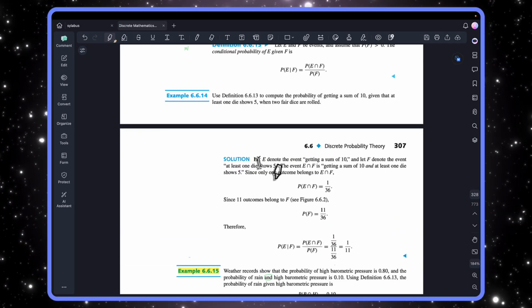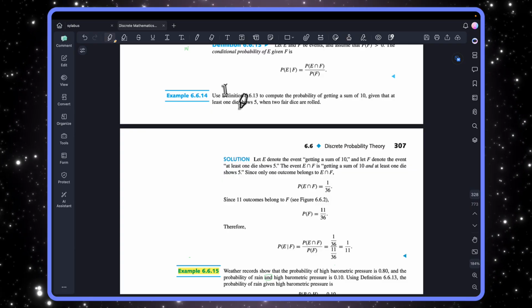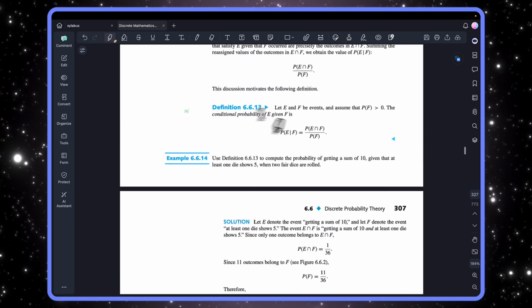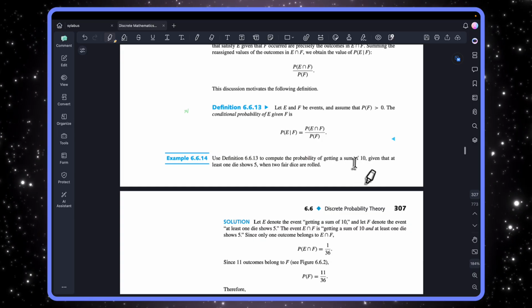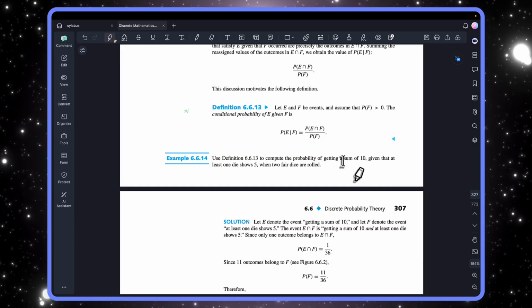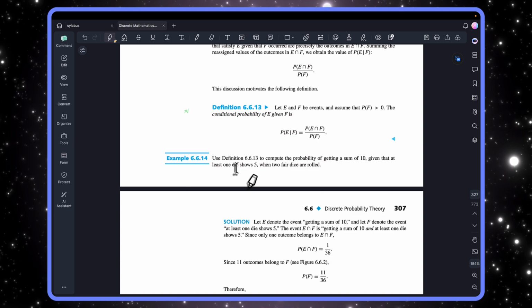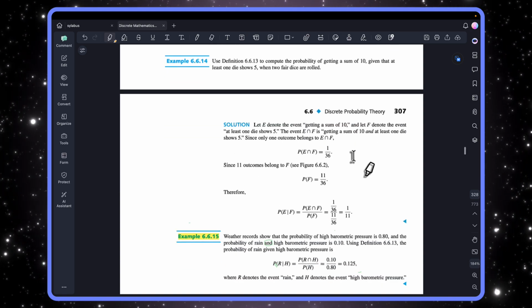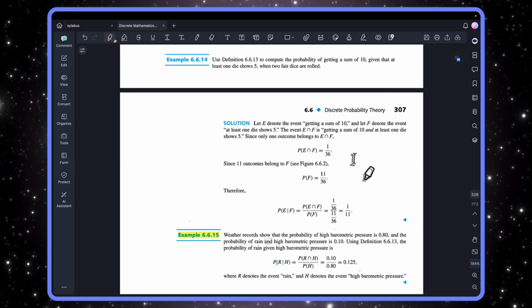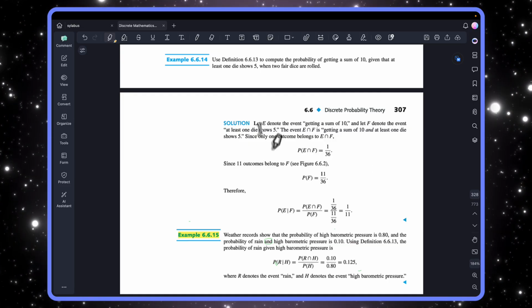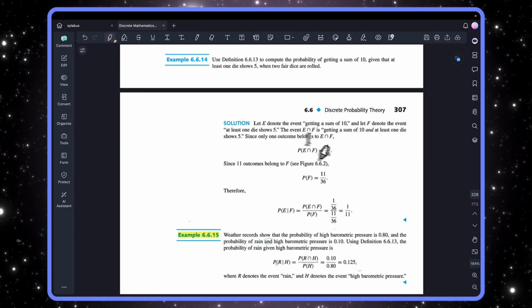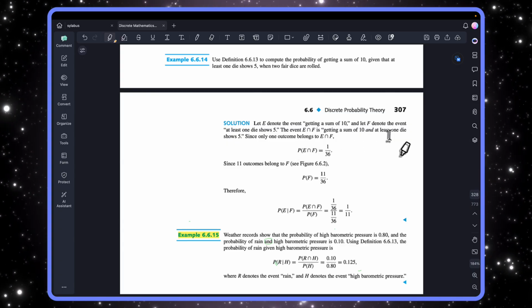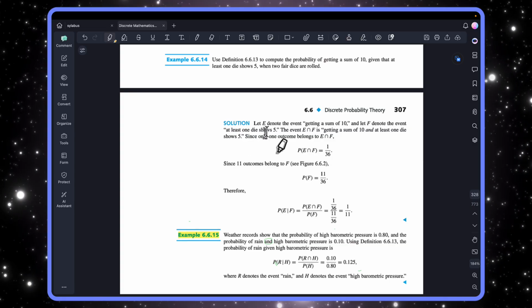So here we go. Solution. Let's use this definition right here to compute the probability of getting a sum of 10, given that at least one die shows a 5, when 2 fair dice are rolled. Okay, so here's the solution. We have to calculate a couple of things here. So let E denote the event getting a 10, and let F denote the event at least one 5.